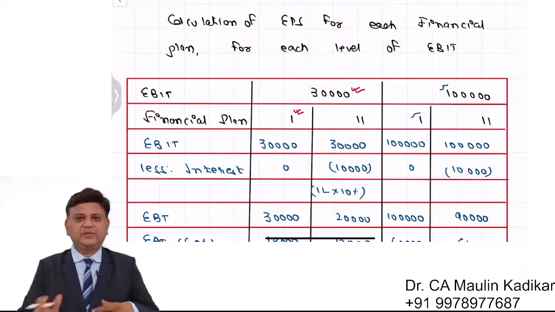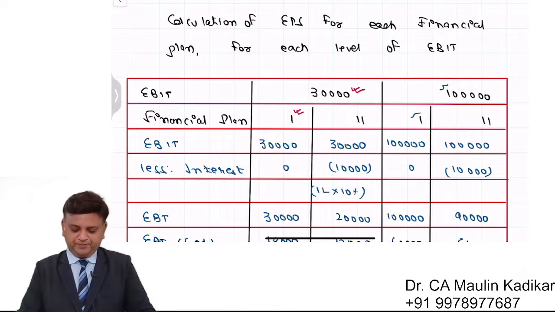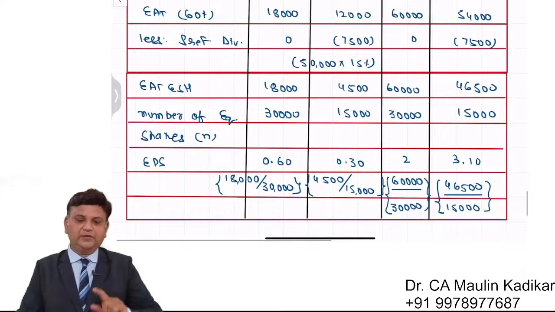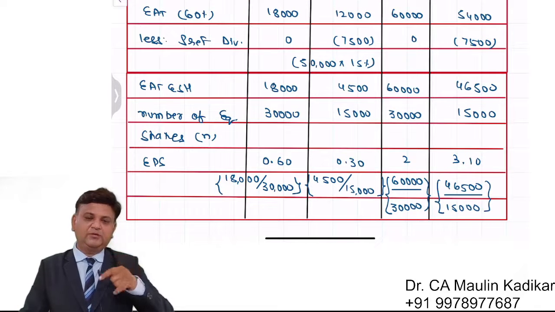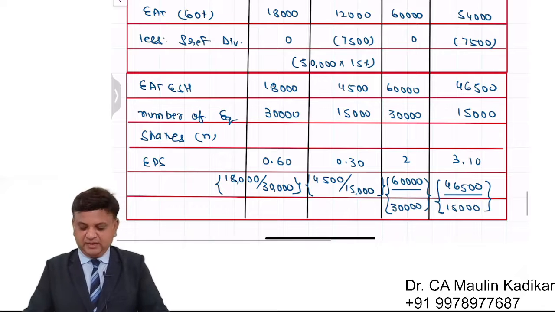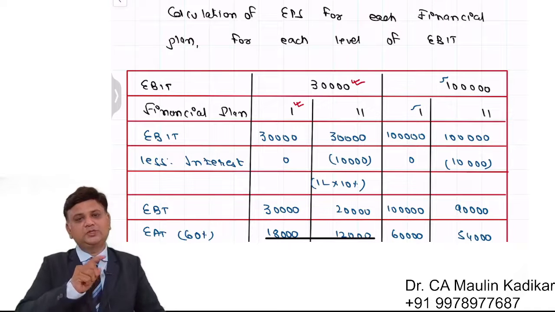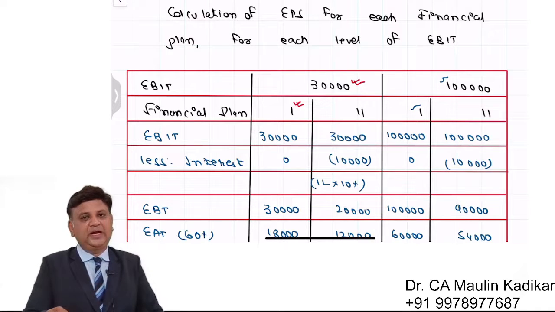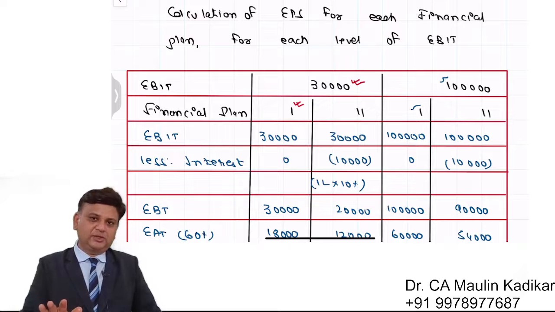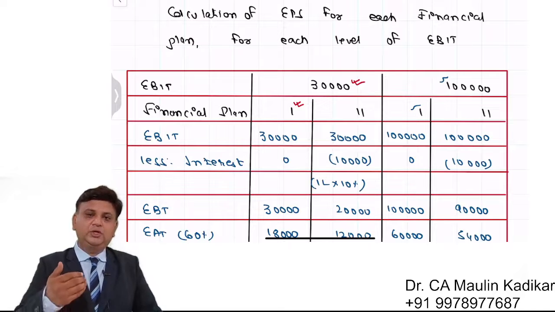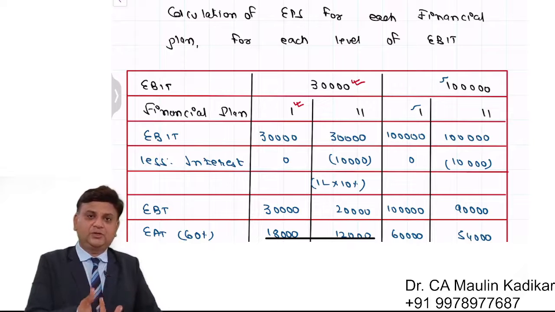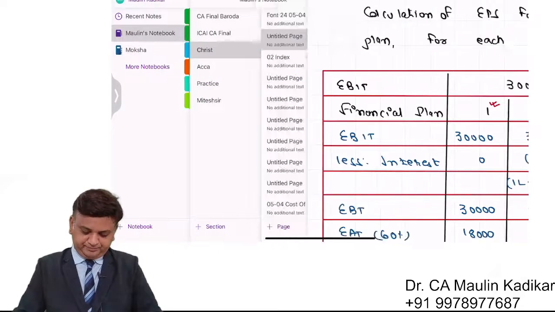So friends, in the first part of the question, we are required to compute earning per share for each of the financial plans, for each level of the EBIT. That is what we are supposed to calculate in the first part of the question. Means if you select the first financial plan and you end up with the EBIT of 30,000, then what will happen? You select the second financial plan and you end up with the EBIT of 30,000. What is EPS? And the same is the case with 1 lakh.